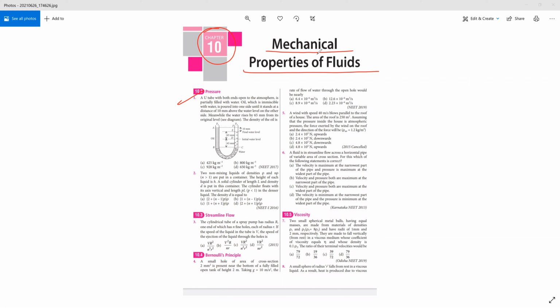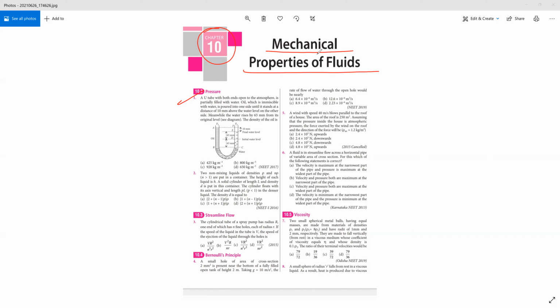A U-tube with both ends open to the atmosphere is partially filled with water. Oil, which is immiscible with water, is poured into one side until it stands at a distance of 10 millimeter above the water level on the other side. Meanwhile, the water rises by 65 millimeter from its original level. So that is already shown in the diagram itself.